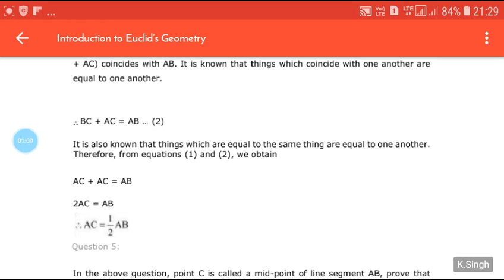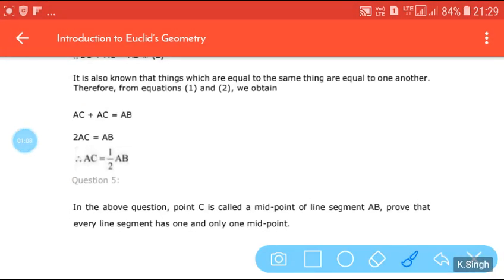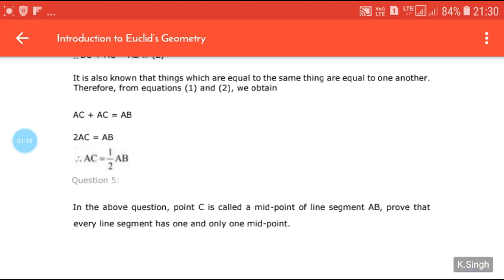Therefore, from both the equations 1 and 2, we obtain AC plus AC is equal to AB. So, AC plus AC is equal to twice AC. Twice AC is equal to AB, and therefore AC is equal to half of AB. Is that okay? Question number 5, please you try by yourself.